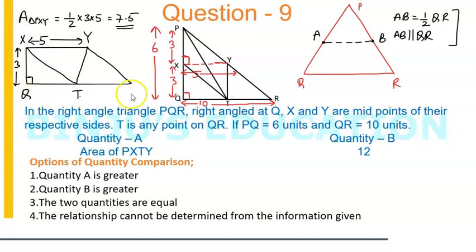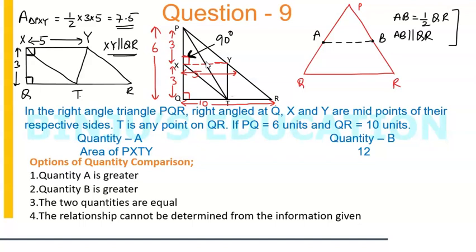But the good part is we know that XY will be parallel to QR. So this angle is 90 and this angle is also 90. Because angle PXY, this angle here, was 90, the angle just below it, which is QXY, also has to be 90. Now if angle QXY and angle Q both are 90, XY has to be parallel to QR.